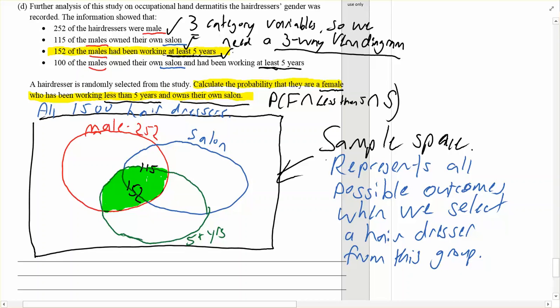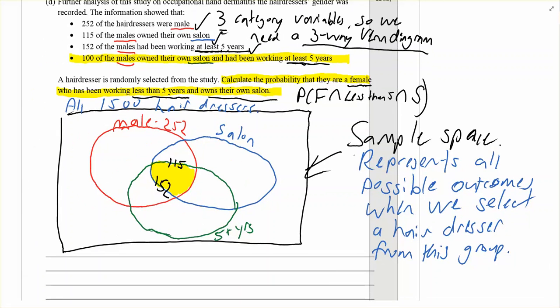Okay, so that's done. Now the final bullet point says 100 of the males owned their own salon and had been working at least 5 years. So which part's that? Well, that's the zone that includes all 3 circles, isn't it? So the very middle part. So this part I've highlighted yellow. So we now know there's 100 in there. So now that we know there's 100 in there, we can actually work out the other 2 overlap parts too, can't we? So why don't you pause the video now, please, and I want you to have a go at filling in the rest of these circles.